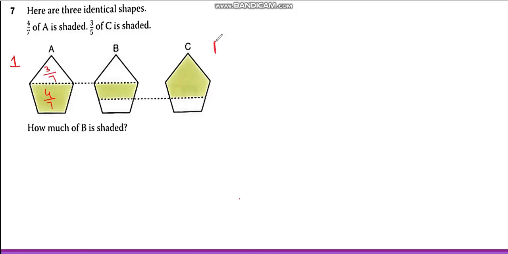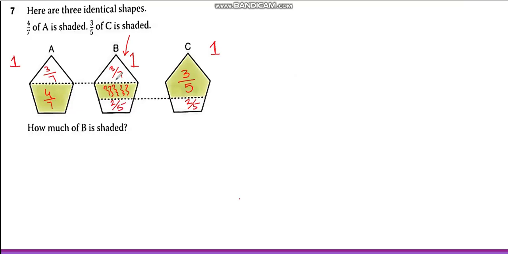Similarly, if we consider C as a whole figure, and it says 3/5 of C is shaded, means this total figure can be divided into 5 segments, and out of 5, 3 are shaded, means this represents 3/5 of the total region, and this represents 2/5 of the total region. Now you can easily observe figure B, and let's assume it is 1, means it's a whole figure. And in this figure, this portion is not shaded, means 3/7 is not shaded, and also 2/5 is not shaded. Only this middle section is shaded.